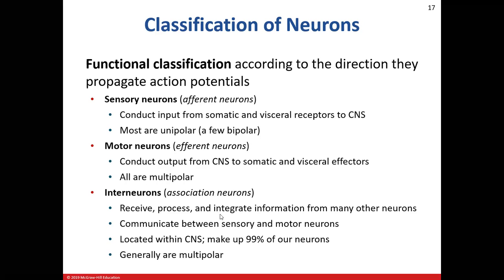So if we look at motor neurons being multipolar and interneurons being multipolar, it coincides with the fact that interneurons make up 99% and multipolar neurons also make up about 99% of our neurons.